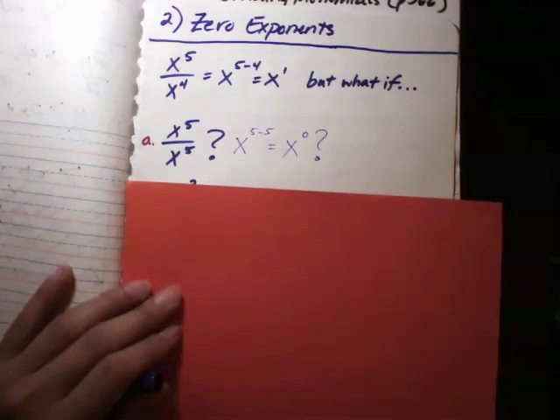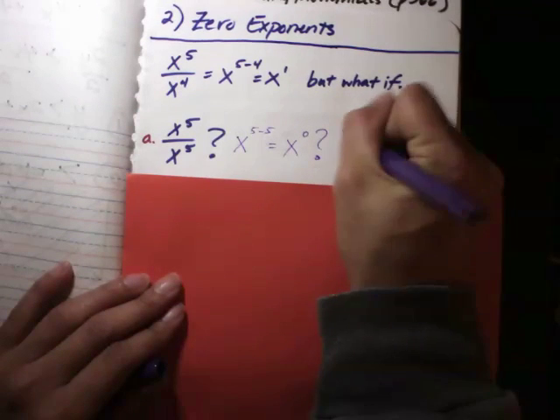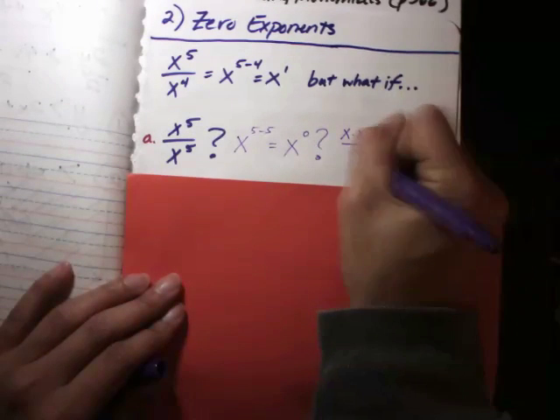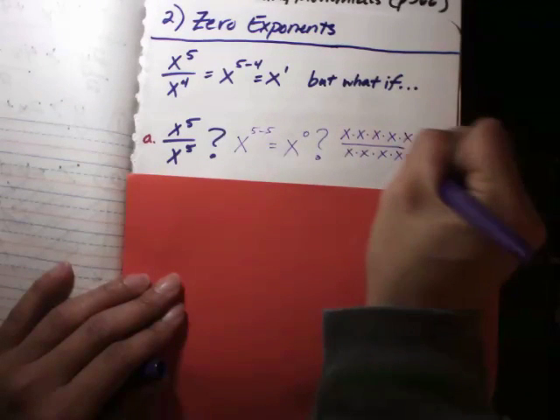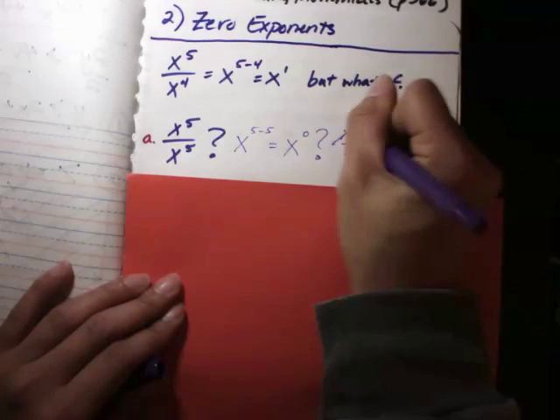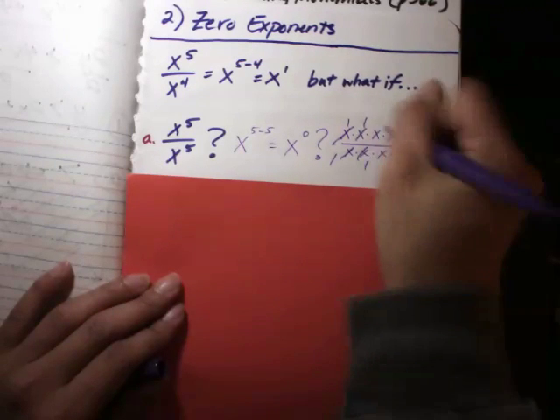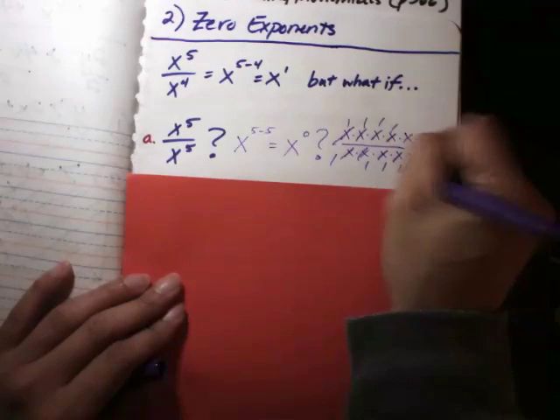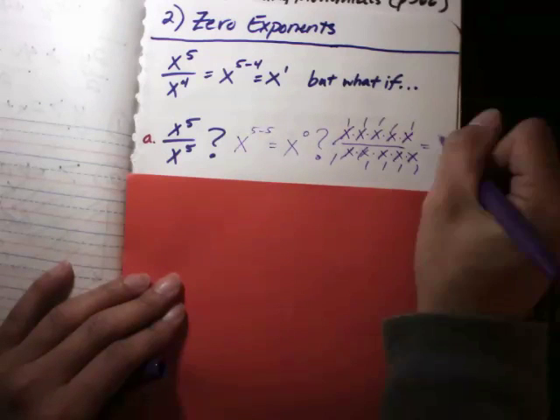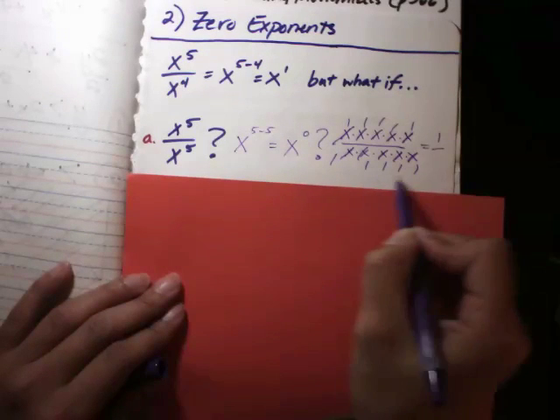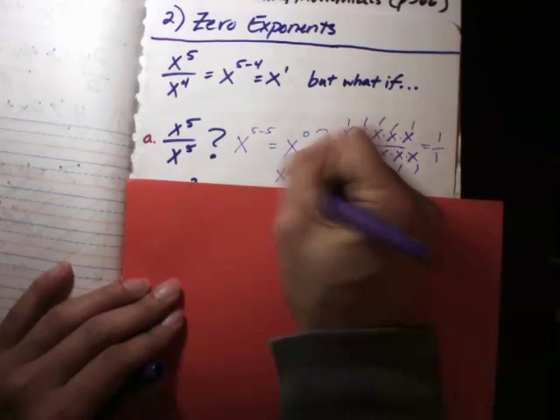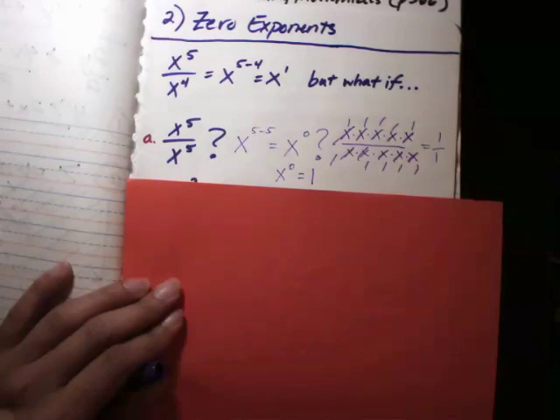If we were in doubt, we would be writing it out. We would be writing x times x times x times x times x all over x times x times x times x times x. And if we were to simplify this, we have lots of common factors. We'd have 1 times 1 times 1 times 1 times 1, which is 1, all over 1 times 1 times 1 times 1 times 1, which is 1. So x to the 0 is 1.